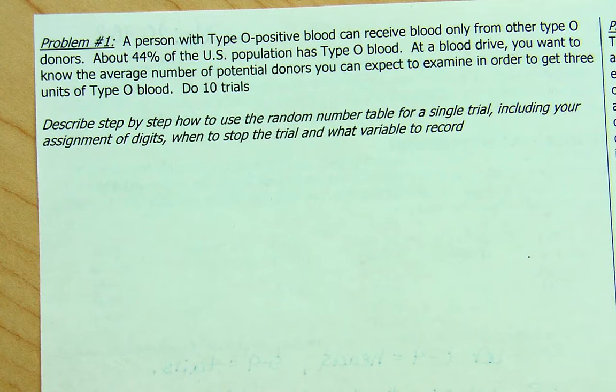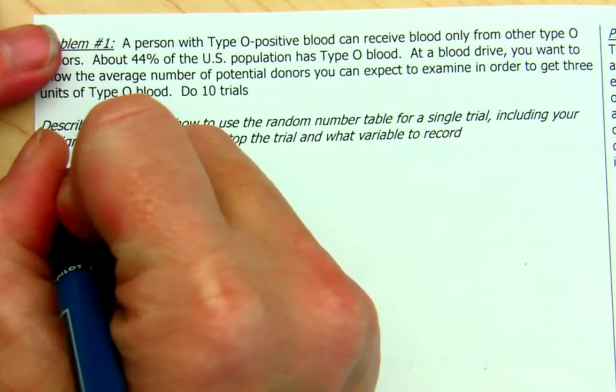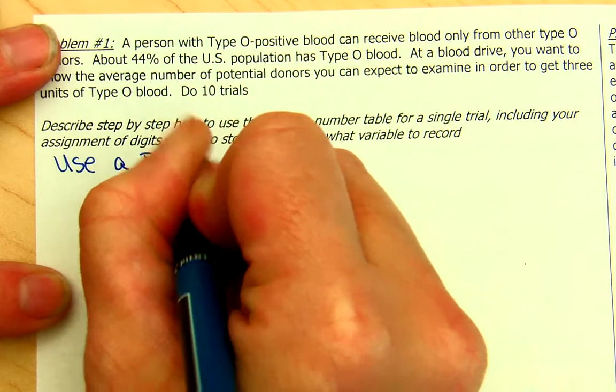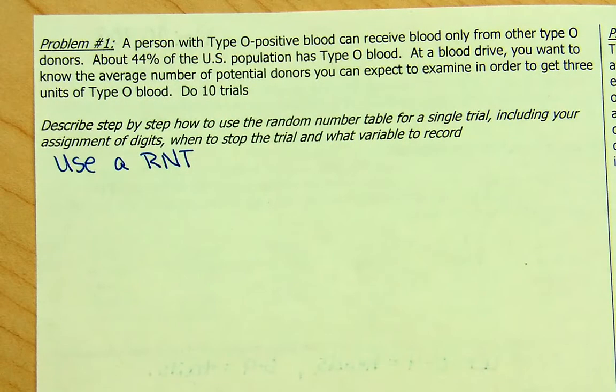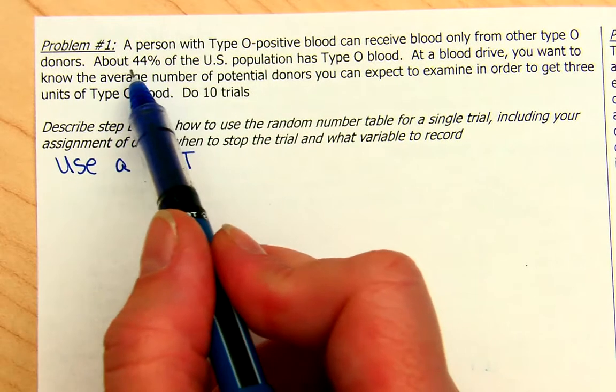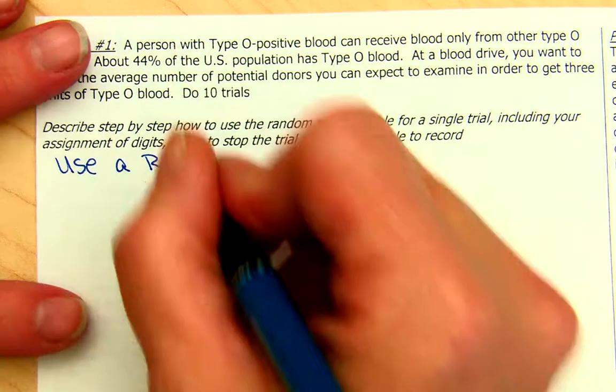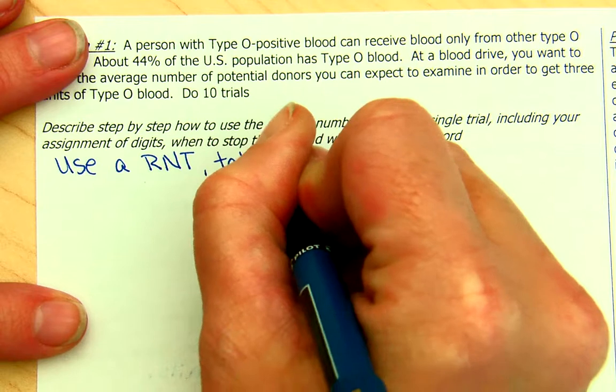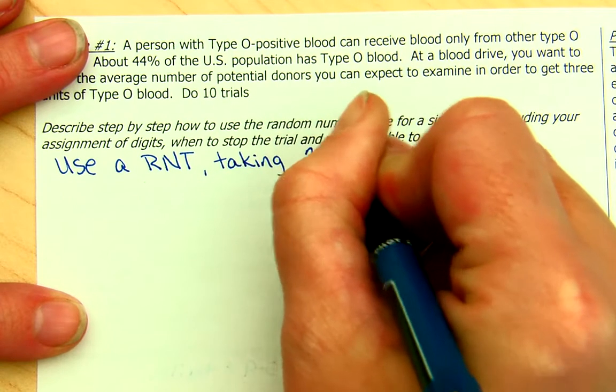So here we're using a random number table, so I'm going to list that as my first instruction. So use a random number table. I'm just going to put RNT because that's commonly assumed. Random number table. How many digits will I need to represent 44%? So I'm going to need 2-digit numbers to show 44%. So I'm going to tell them I'm taking 2 digits at a time.